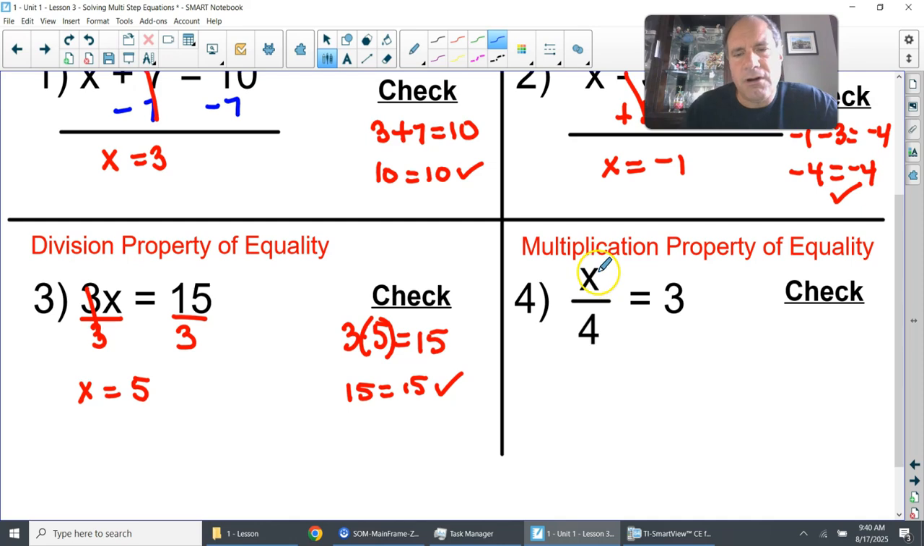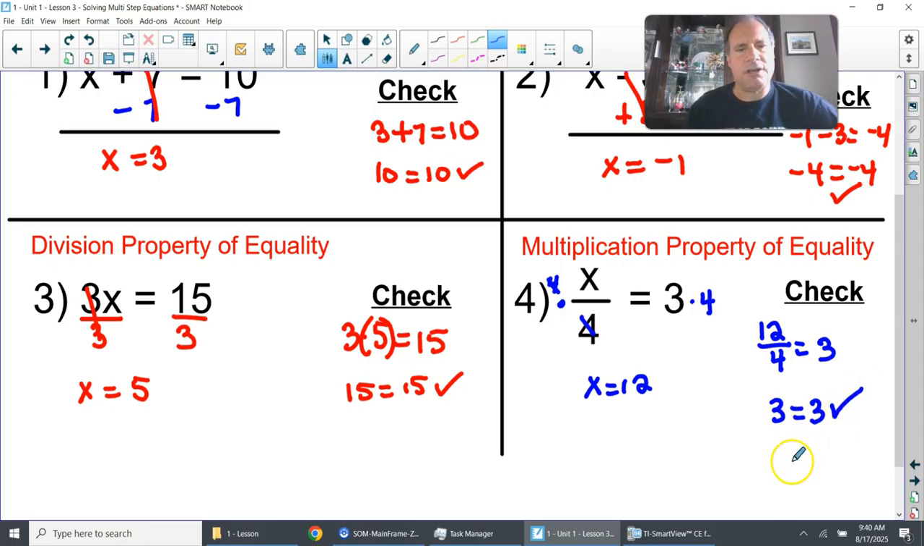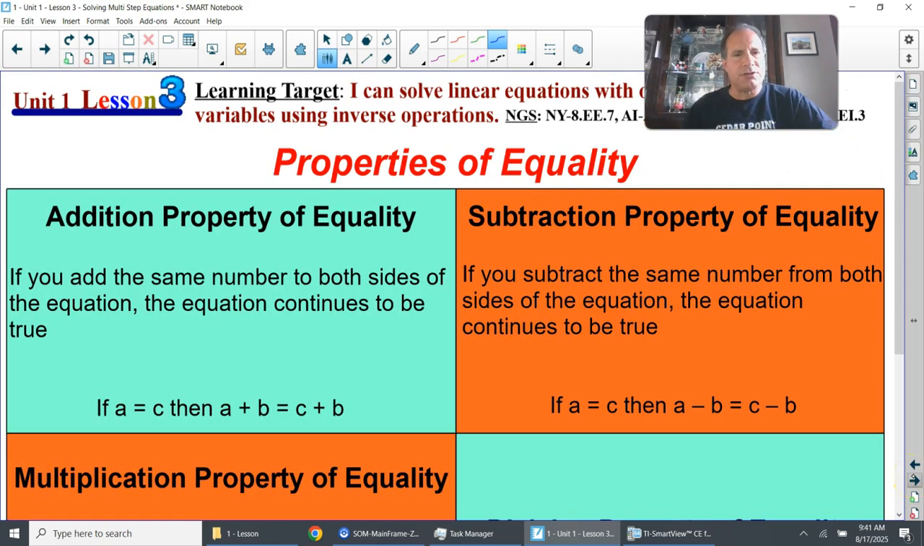Whenever you see division, that's when you multiply. So I'm going to multiply by 4 and multiply by 4. The 4's cross cancel. The x comes down, equals 12, 3 times 4. Now, when you substitute the 12 in for the x, it becomes 12 divided by 4 equals 3. And that is true. 3 equals 3, and that is a check mark. So that is the multiplication property of equality when you do it basically on both sides.